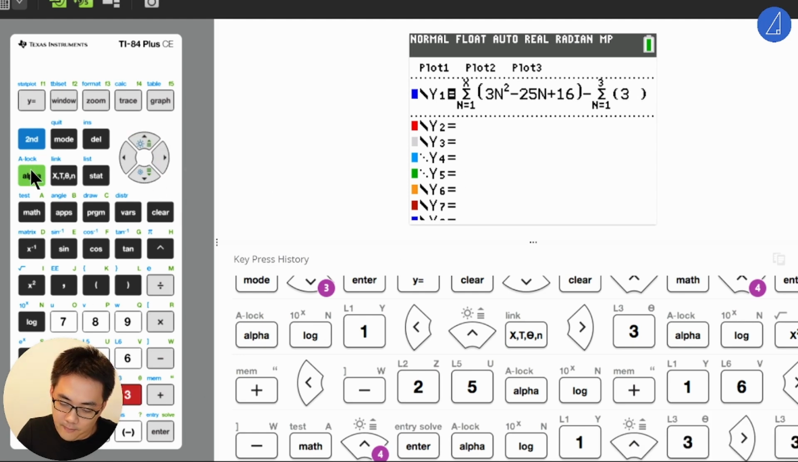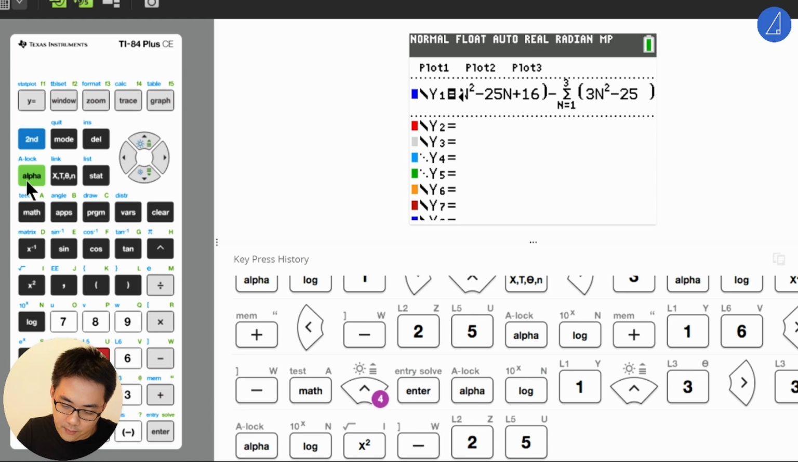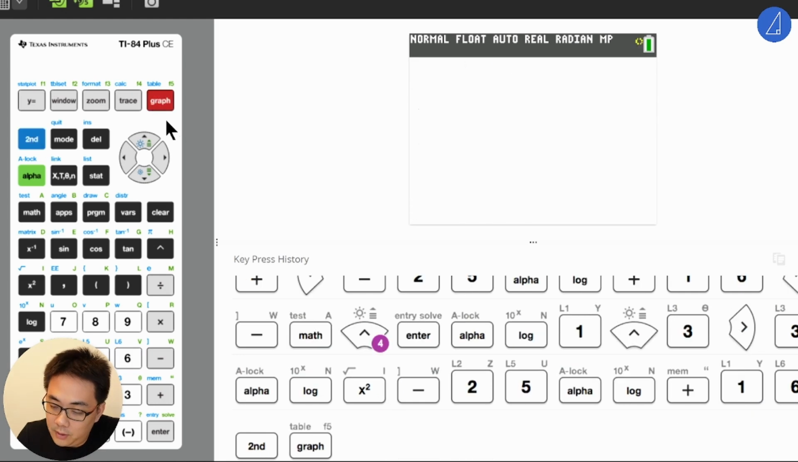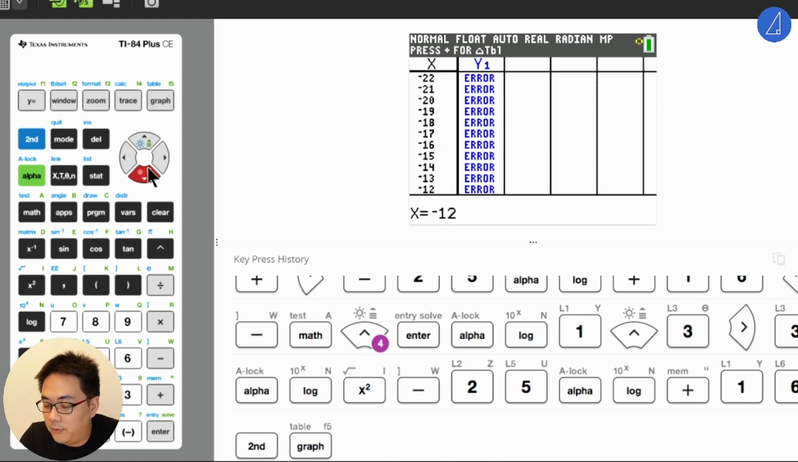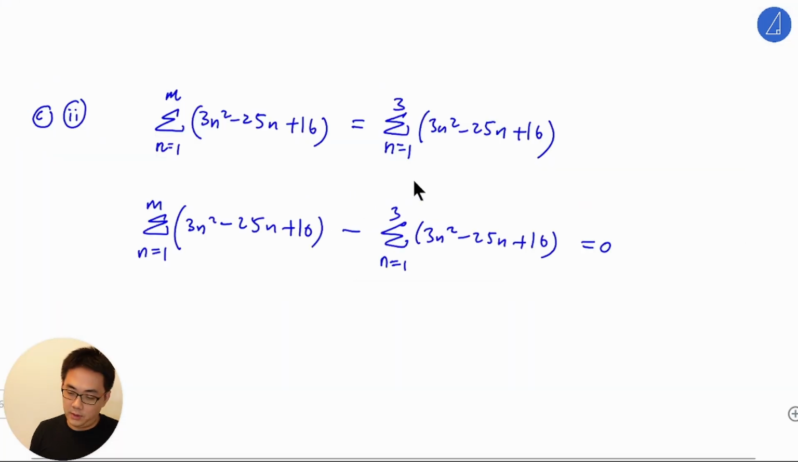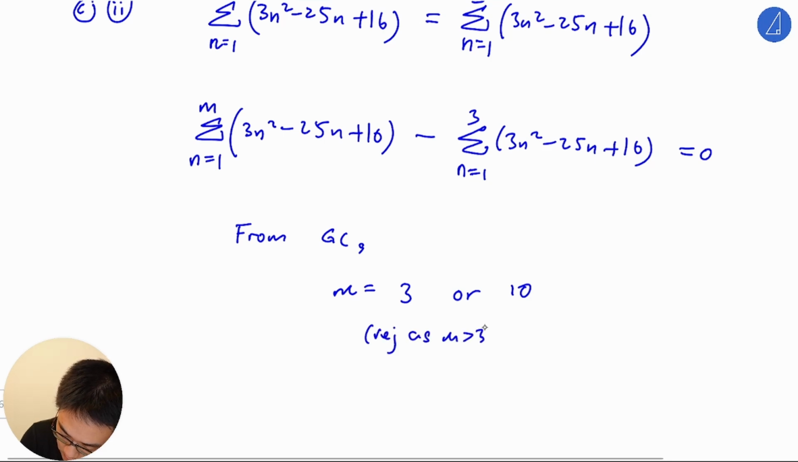Remember, I'll just do this: 3n square minus 25n plus 16. Then you just go to table and hope for the best. Of course, not the negative region. So check 0. Yeah. So of course this is not what you want. Let's hope for the next one. Oh, there's another one. 10. See that? So from the GC, there you go.